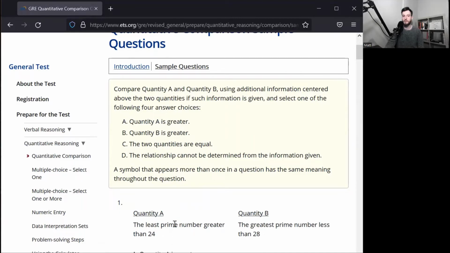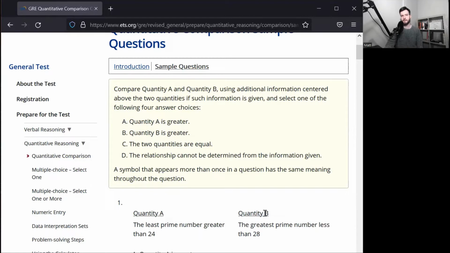The smallest prime number after 24, I'll give you a moment to think about, you can pause it if you want, is 29. Now, we're comparing that to quantity B. Quantity B is the greatest prime number below 28. If we already know that quantity A is 29, do we really have to know what the greatest prime number below 28 is?